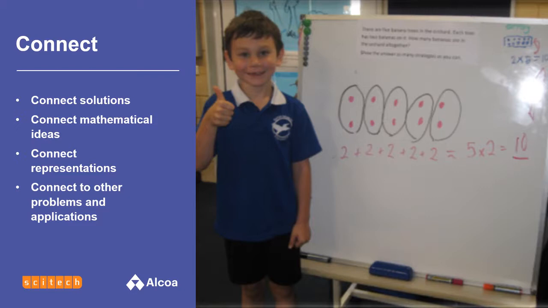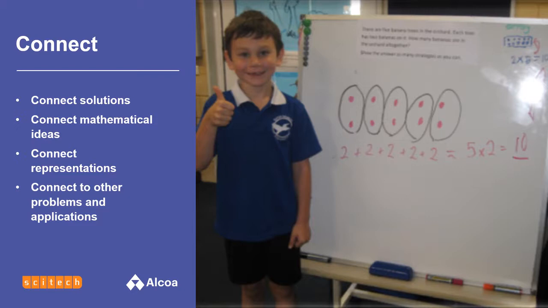So the photo I selected here reminds me of an example of a very good connecting discussion that was held in a Year 2 class. So this class was given the task of finding out how many bananas. They were told that there were 5 banana trees, and in each banana tree there were 2 bananas. Now they're a Year 2 class, and they were at the very beginning of Year 2, so straight out of Year 1. So good level for their age group.